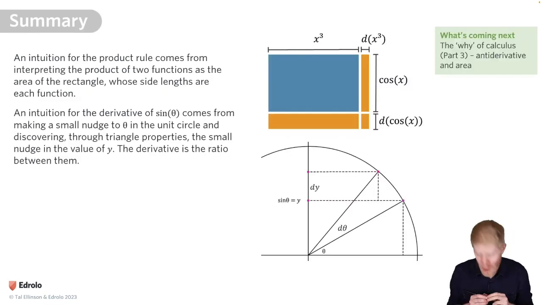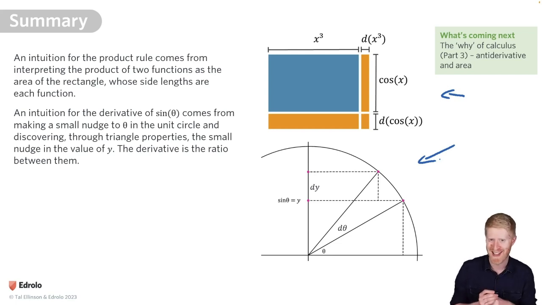It blows my mind. So those are the key ideas today. We looked at an intuition for the product rule and also an understanding of why the derivative of sine is cos. We'll see in the next lesson the question that is always on students' minds and never properly gets answered: why does the antiderivative give us area?